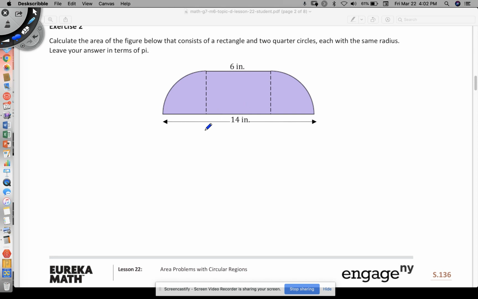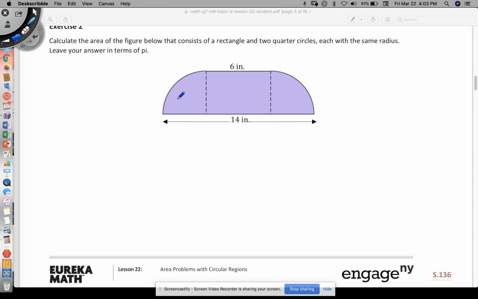So it tells us here to calculate the area of the figure below that consists of a rectangle and 2 quarter circles, each with the same radius. Leave your answer in terms of pi, which means we're not going to multiply it by pi.